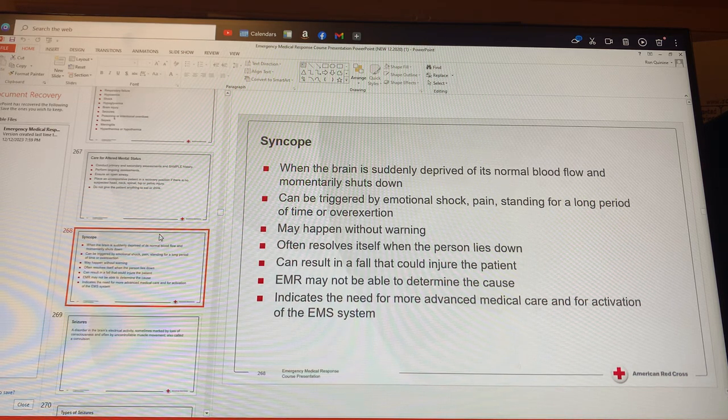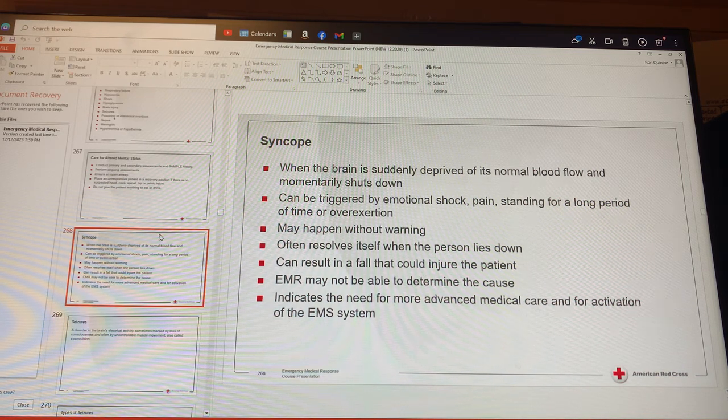Okay, let's discuss syncope. Sometimes altered mental status is caused by a temporary reduction of blood flow to the brain, such as occurs when blood collects or pools in the legs and lower body. When the brain is suddenly deprived of its normal blood flow, it momentarily shuts down. This condition is called fainting or syncope.